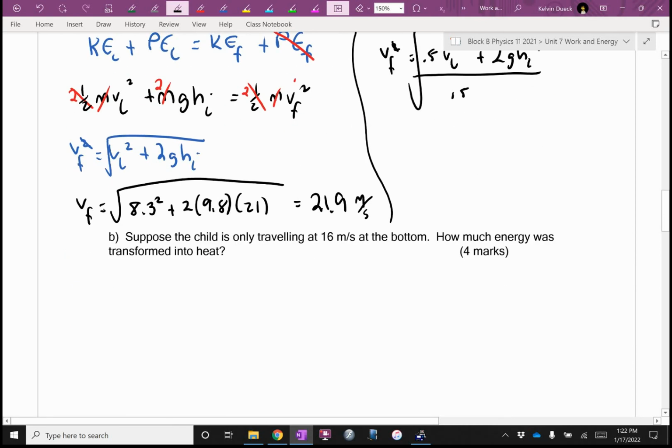Suppose the child is only traveling 16 meters per second at the bottom. How much energy was transformed into heat? Ooh, Hannah, that's a good question.